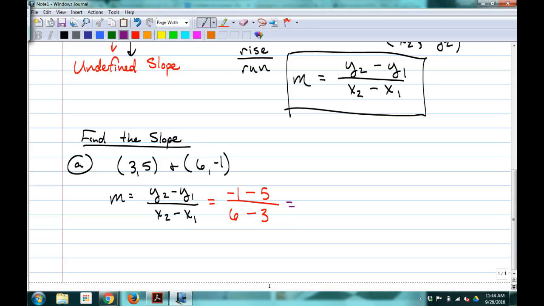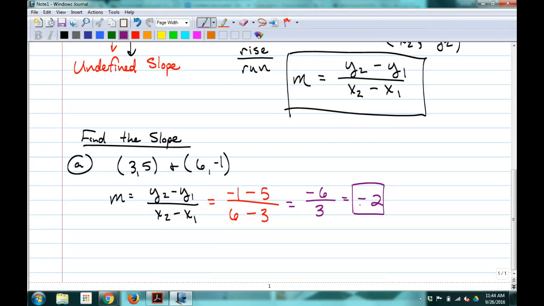-1 minus 5 would be -6. And then 6 minus 3 on the bottom would be 3. And then we reduce that fraction if possible. So what's that reduced to be? -2, or -2 over 1. Okay.